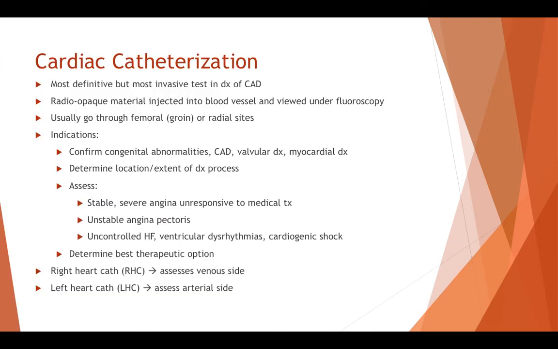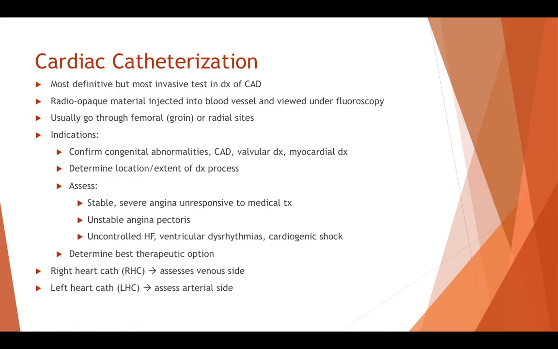In someone with coronary artery disease, cardiac cath is the most definitive, but it is also invasive. In diagnosing CAD, if someone is suspected to have myocardial ischemia, we want to look at exactly which vessels might be blocking some of those areas. We use radio-opaque material or dye. We inject it through the groin or radial site to see the flow of the dye through some of the vessels. You might have heard the term cardiac cath plus or minus PCI, left heart cath versus right heart cath.